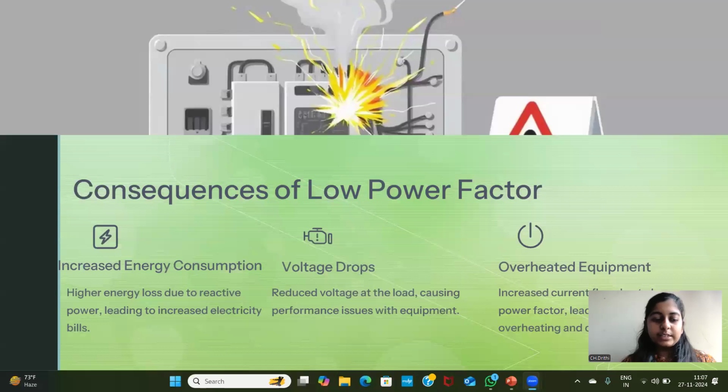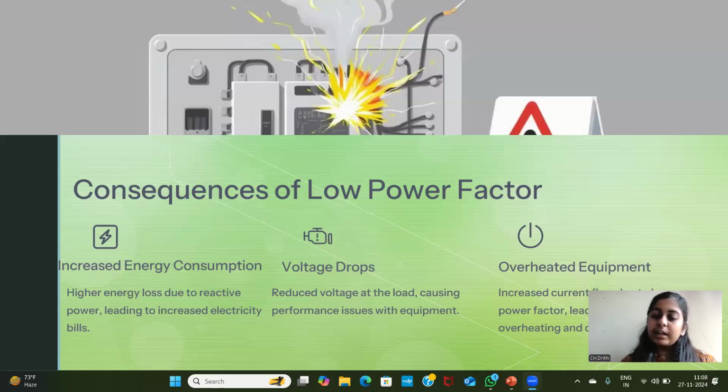We have advantages, so we need to have some disadvantages. So let us know the consequences of low power factor. First one, increased energy consumption. If the power factor is low, higher energy loss is faced. That is due to reactive power, leading to increased electricity bills. So, as we discussed earlier, we need to increase the power factor to reduce our electricity bills. And voltage drops. Reduced voltage at the load causes performance issues with equipment.